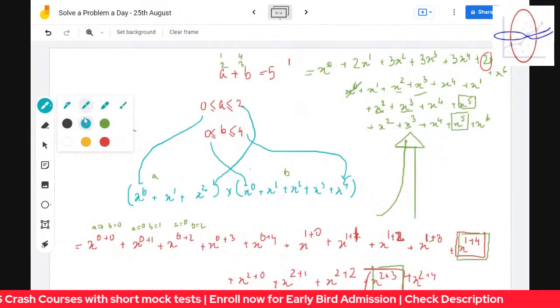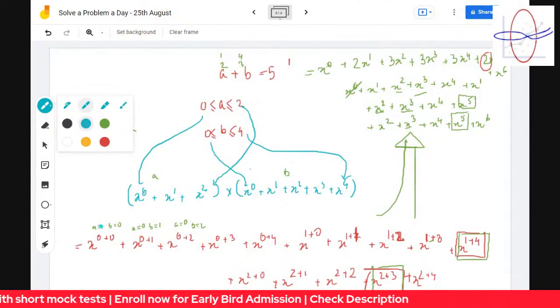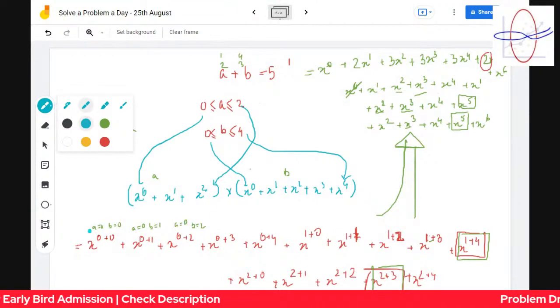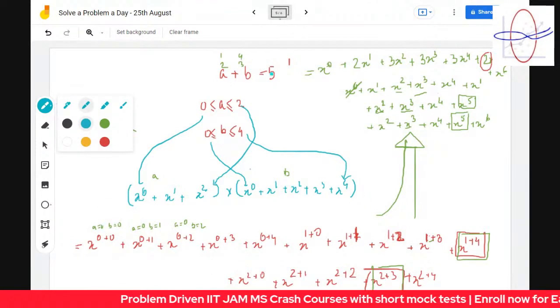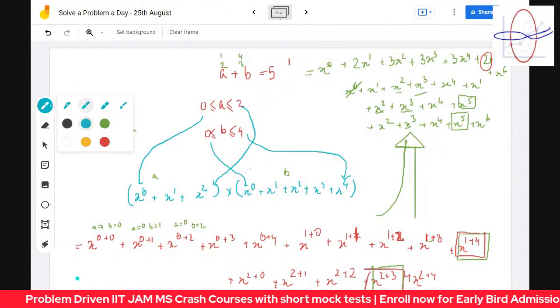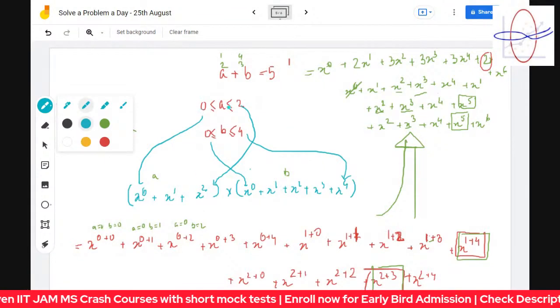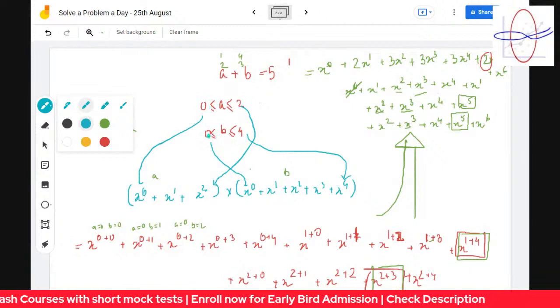Because if you just multiply this out, essentially it's like a plus b, right? Where a is varying between 0 and 2, and b is varying between 0 and 4. The multiplication of this is exactly like a plus b equal to 5. It is like x to the power a plus b, where a is going through 0 to 2, and b is going through 0 to 4. So this is the basic idea.